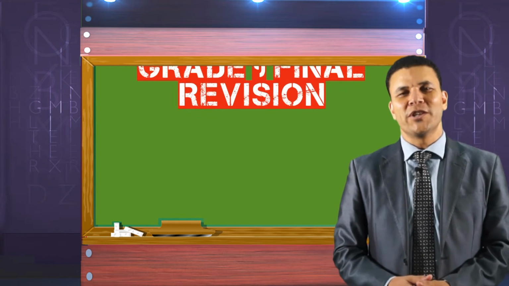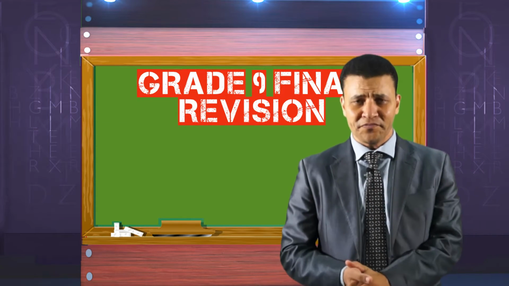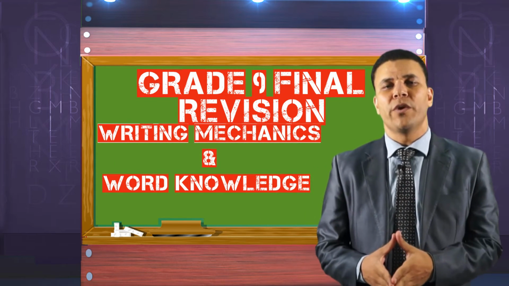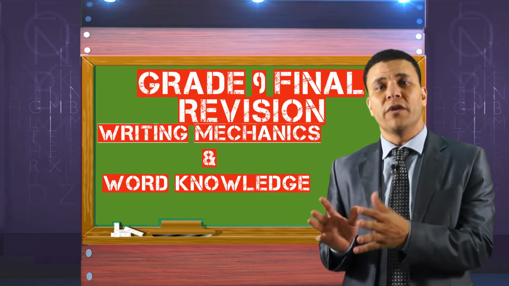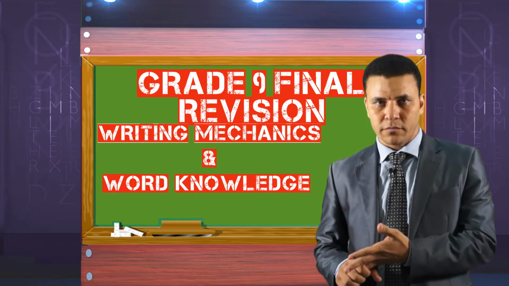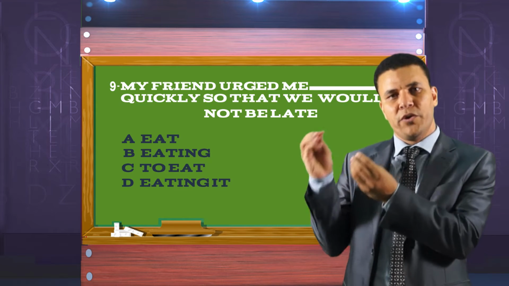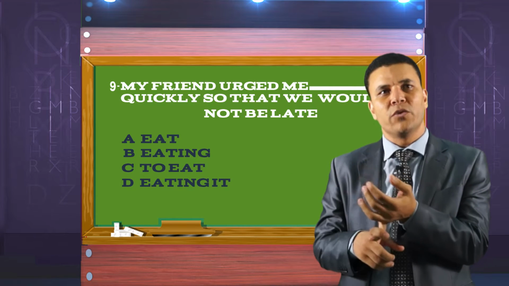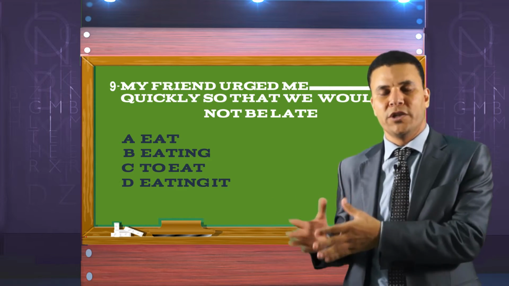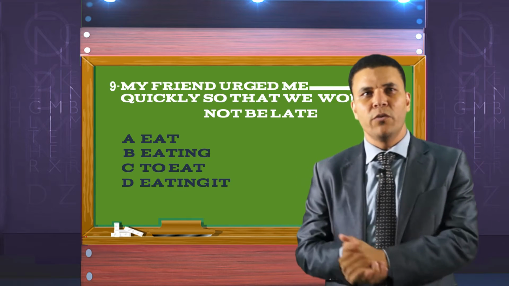Let's continue. We have reached number 9, and here we will deal with the structure of infinitive and gerund. We have some verbs that are followed by the infinitive with to or the bare infinitive, and we have verbs that are followed by the ing form, the gerund. Let's deal with number 9.